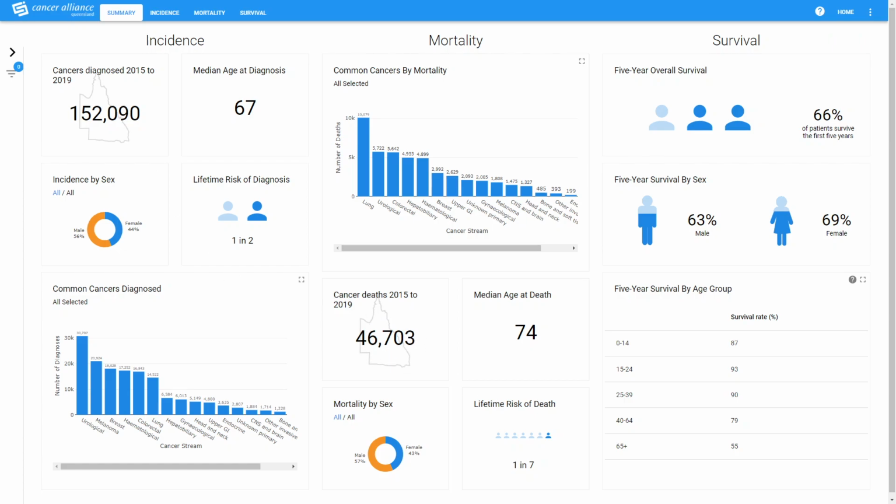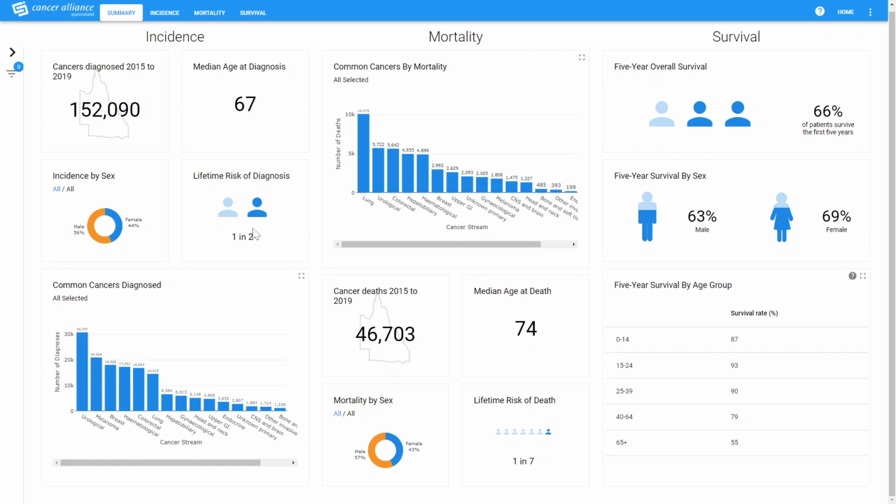Similarly, under mortality, the total number of people dying from cancer, which is 46,703. We have the average or median age at diagnosis and at death, the proportion of males and females who were diagnosed with or died from cancer, and then the lifetime risk of diagnosis or the lifetime risk of death. And this represents the average risk for someone in Queensland living to age 85 of either being diagnosed or dying from cancer. The last item in the incidence and mortality is just a ranked order of the most common cancers that are diagnosed or common causes of death from cancer.